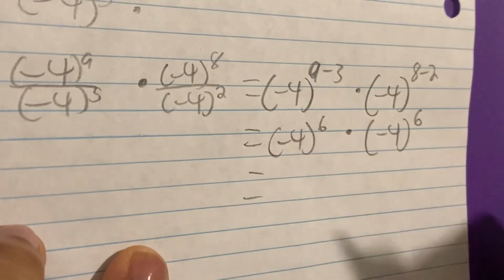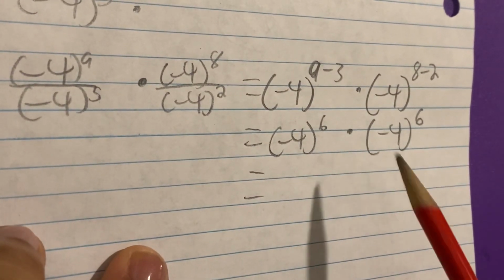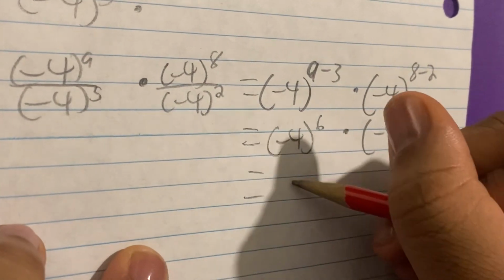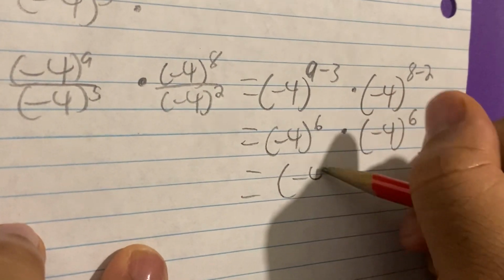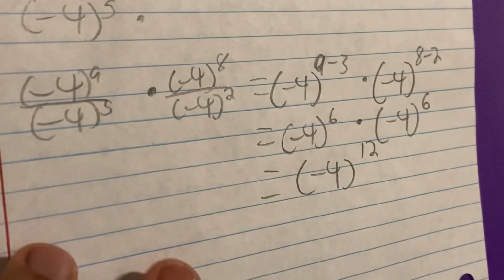So then, as you may imagine, when we get to this point, all you got to do is just add the two variables because we're multiplying. So 6 plus 6 equals 12. So that means our grand answer is going to be -4 to the 12th power. So that was a lot.